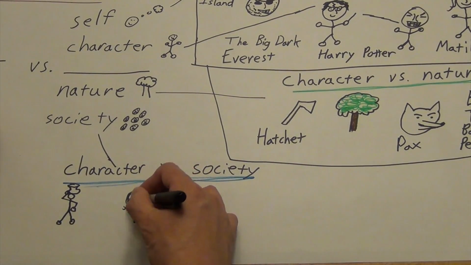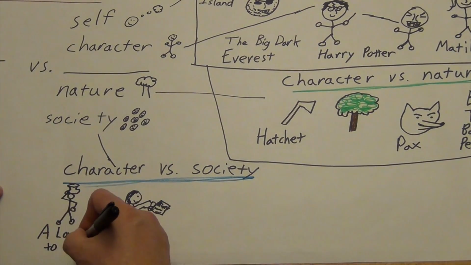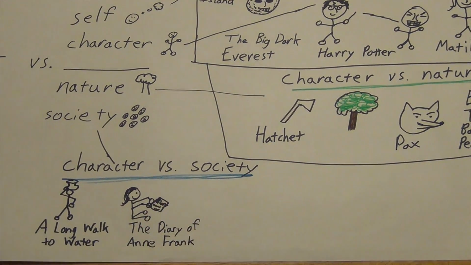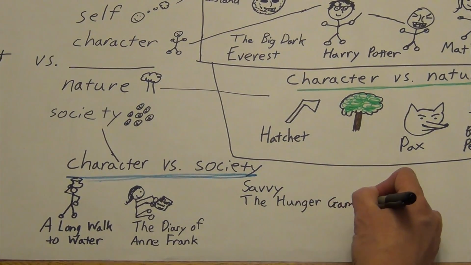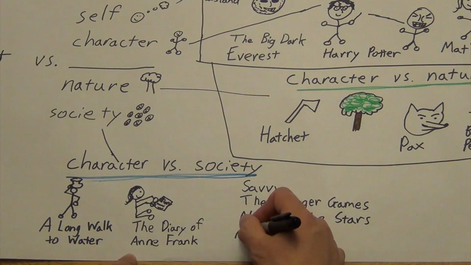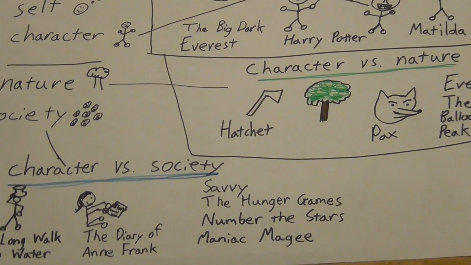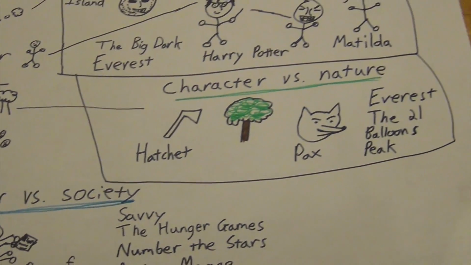So a good example of this is A Long Walk to Water, when Salva tries to make things right in his world. There's also The Diary of Anne Frank, a classic example of one person trying to make things right in the world. The Hunger Games, Savvy. There's lots of other examples of one person versus a whole bunch of other people, or a normal thing that they're trying to change and make right. Maniac Magee is a great example too, if you ever get a chance.